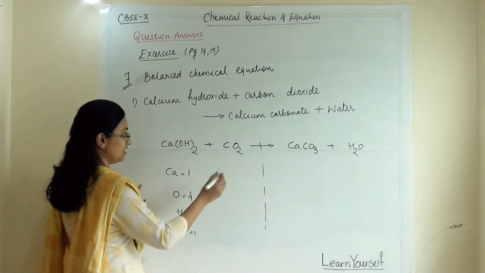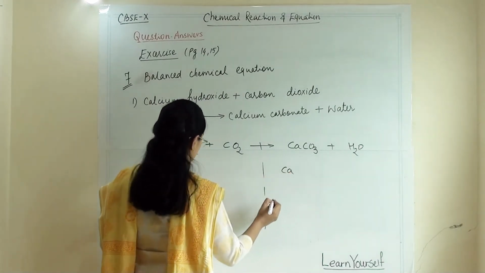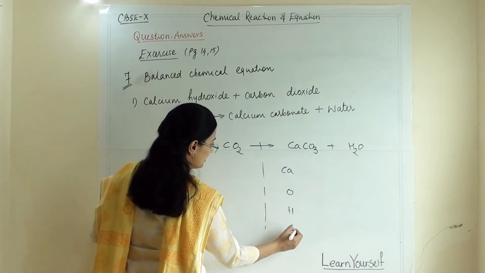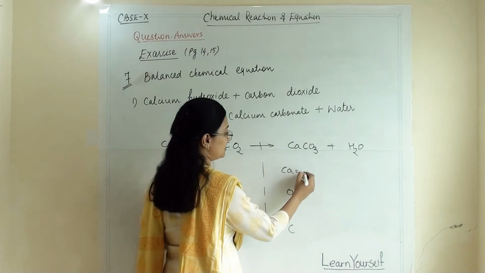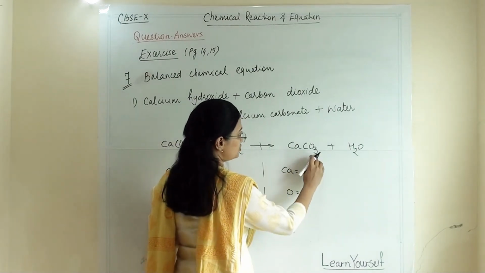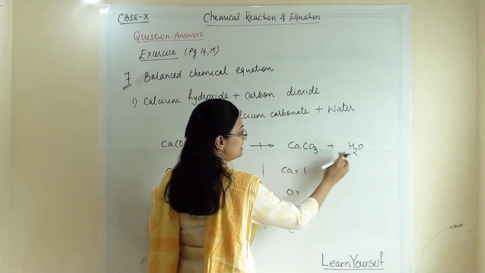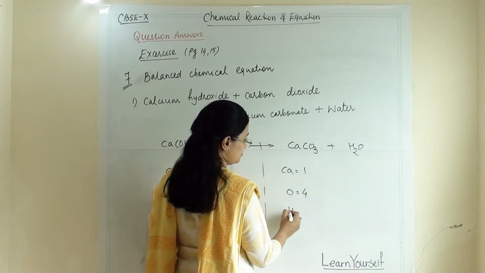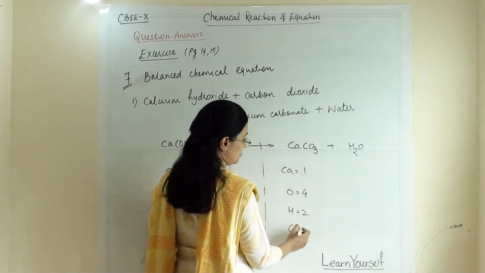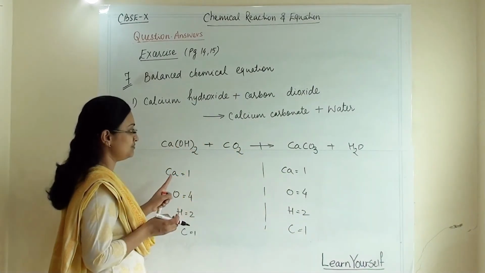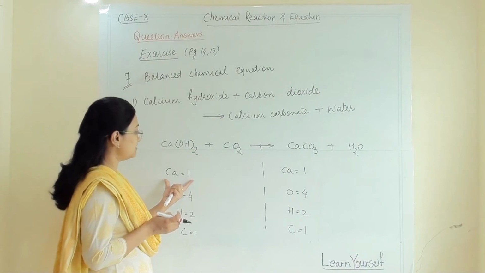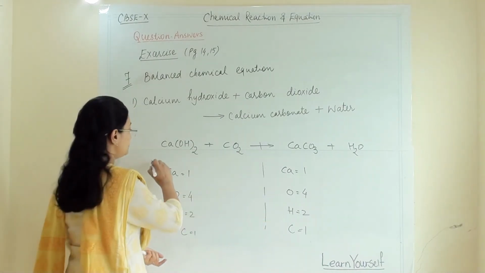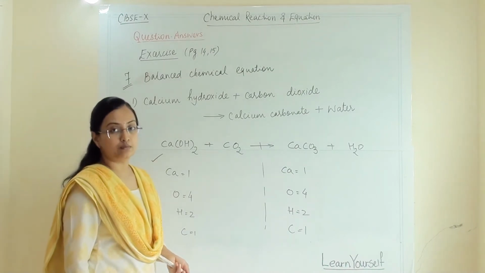Let us copy this. Towards product side, calcium, oxygen, hydrogen and carbon. So how many calcium are there? 1, oxygen 3 plus 1, so 4. Then hydrogen are 2 and carbon is 1. So from this, if you will see, all the atoms towards reactant side and product side are equal. So this reaction is already balanced.